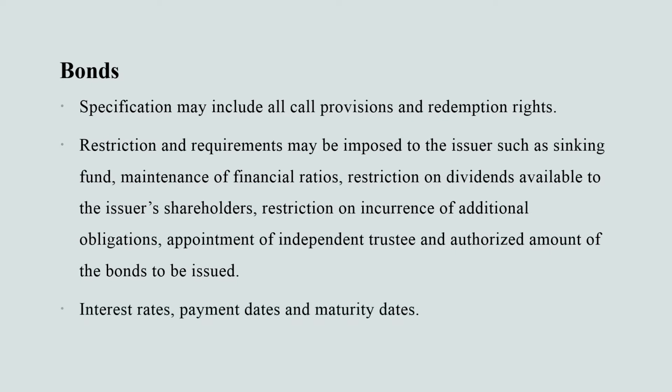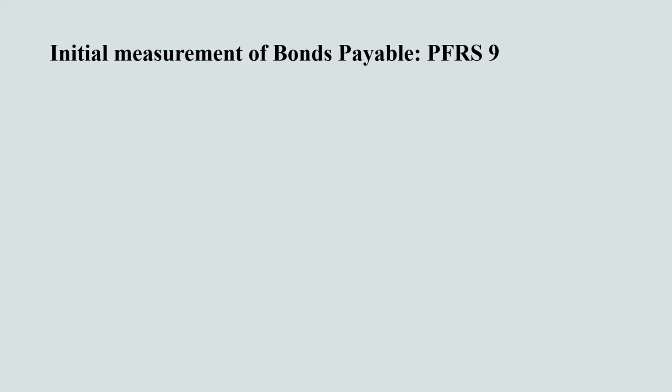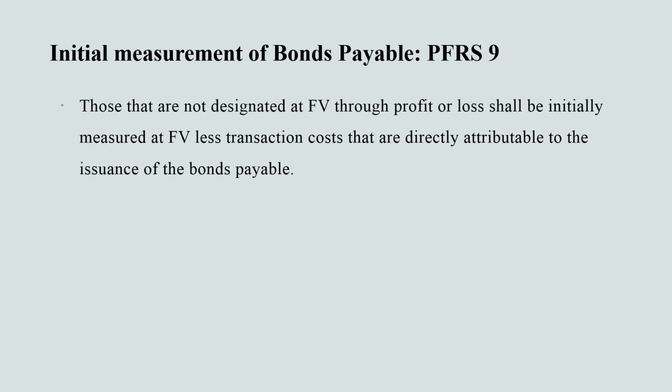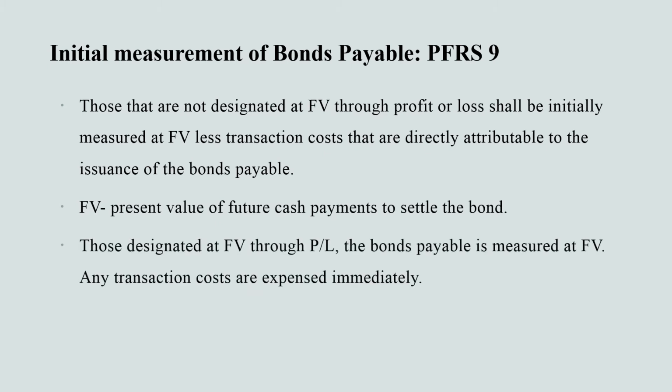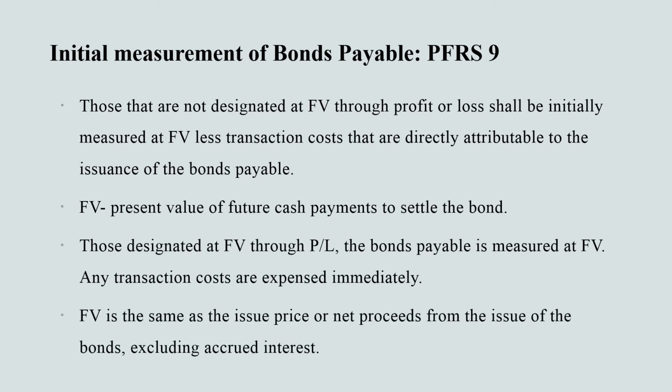So next we have initial measurement of bonds payable through PFRS 9. Those that are not designated at fair value through profit or loss shall be initially measured at fair value less transaction costs that are directly attributable to the issuance of the bonds payable. Those designated at fair value through profit or loss, the bonds payable is measured at fair value. Anong mangyayari sa transaction cost? They are expensed immediately. Next, fair value is the same as the issue price or net proceeds from the issue of the bonds excluding accrued interest.